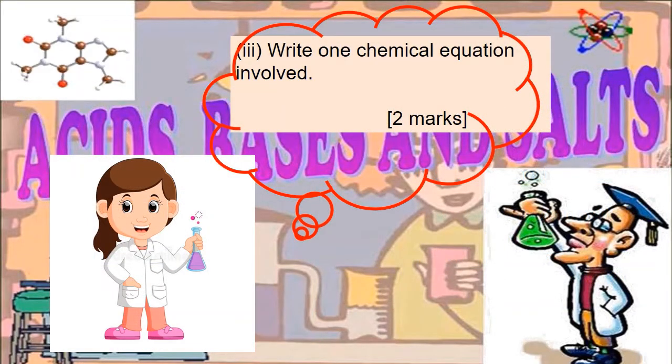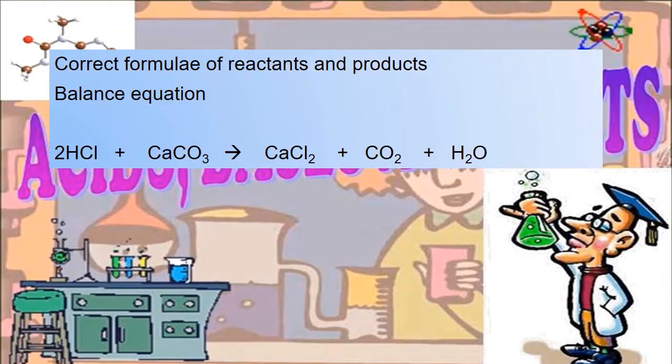Write the chemical equation involved. To write a chemical equation, first, write the correct formula of reactants and products. Second, balance the equation. 2HCl reacts with CaCO3 to produce CaCl2 and CO2 and H2O.